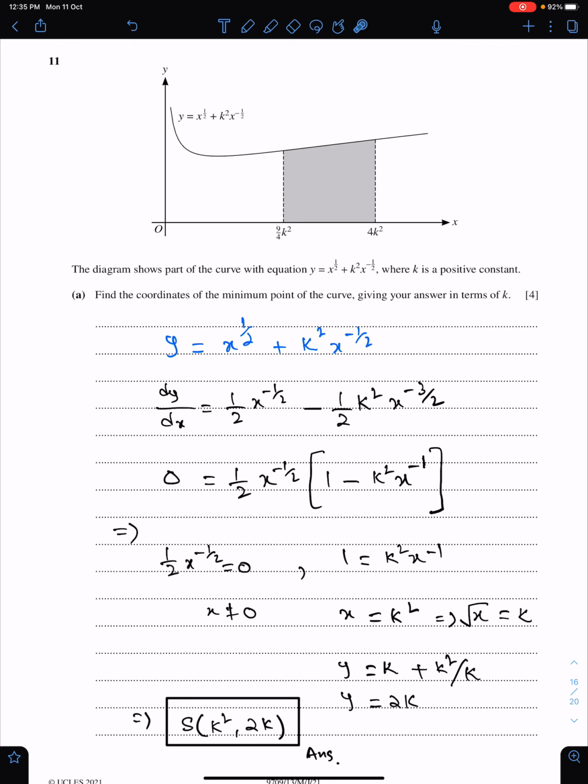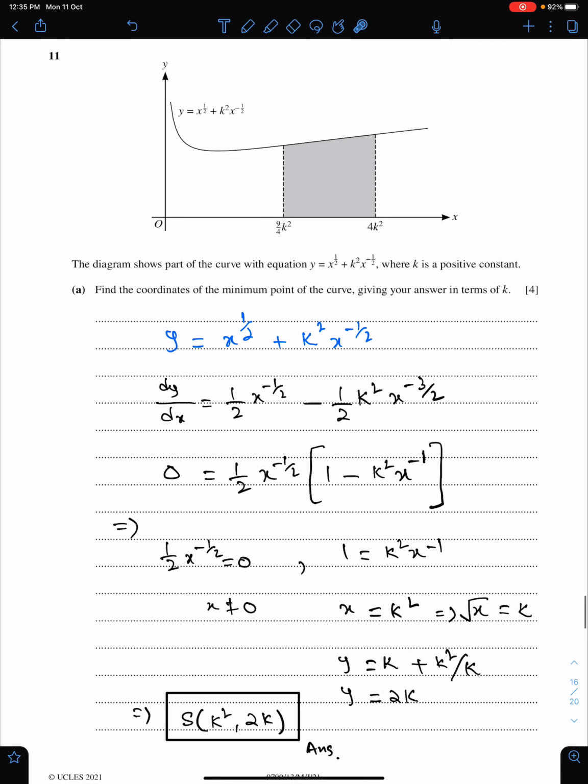Next question. The diagram shows part of the curve with the given equation, where k is a positive constant. Find the coordinates of the minimum point. So this is very simple. For the coordinates of a turning point, we always differentiate the given equation and then equate the gradient to 0. When you differentiate y, you get dy/dx. Differentiating this term gives 1/2 x^(-1/2), and differentiating this term gives -1/2 k^2 x^(-3/2).